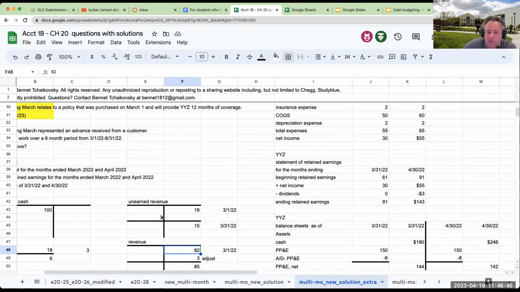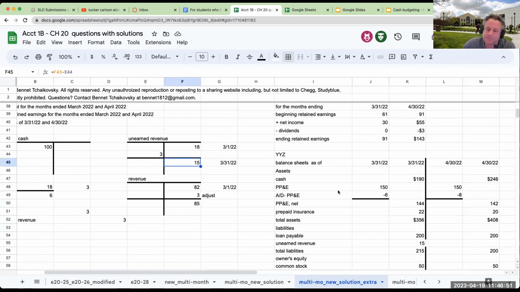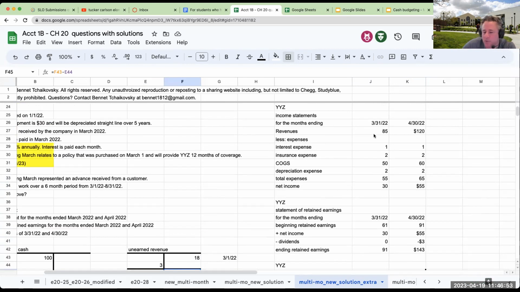Then what I need to go through and do is recognize part of that revenue during the month. So I come right over here. And how has that changed my result? Well, my revenue went from 100 down to 85, because I can't recognize that 15 yet because I haven't done the work, but nothing else here is changing.